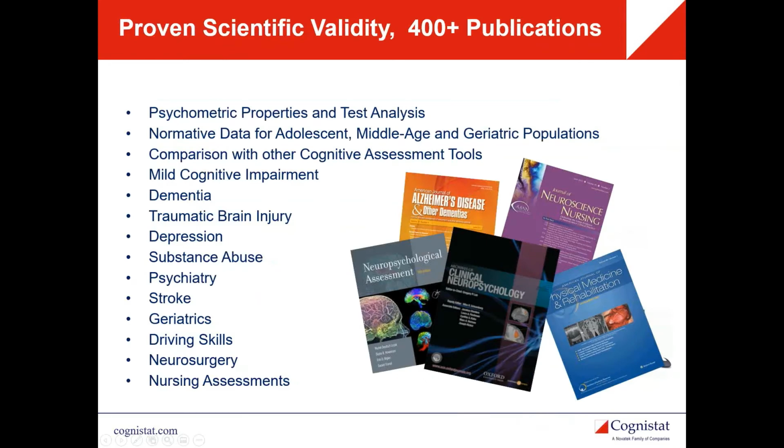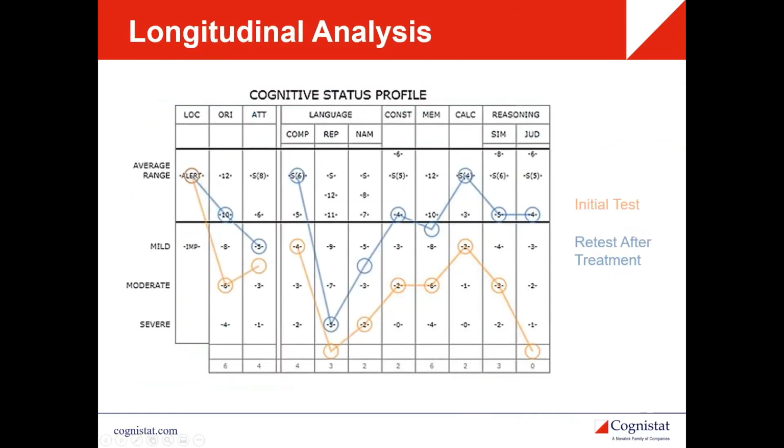We have more than 400 peer-reviewed scientific articles describing Cognistat's use in mild cognitive impairment, dementia, traumatic brain injury, depression, substance abuse, and many others. It also allows you to do longitudinal analysis by allowing the monitoring of the patients in time to compare the progress or the decline so you can provide targeted treatment.